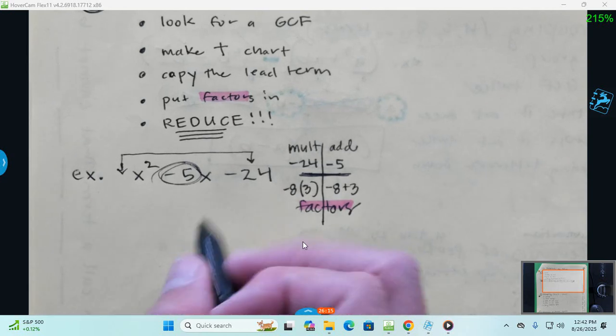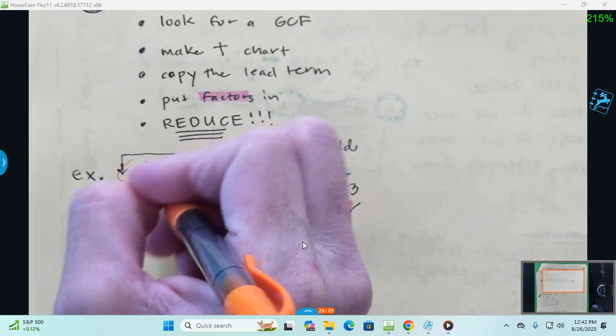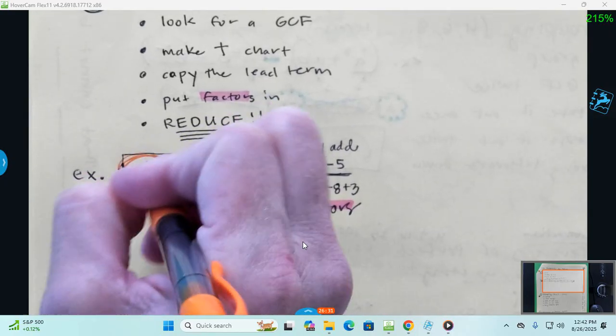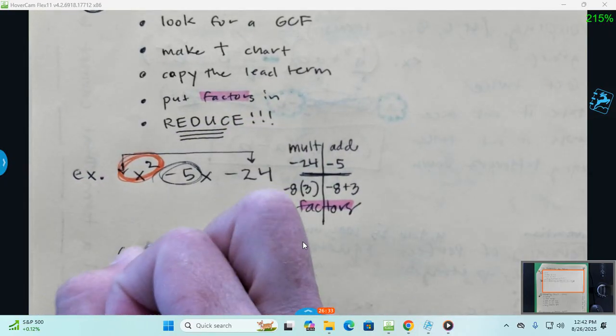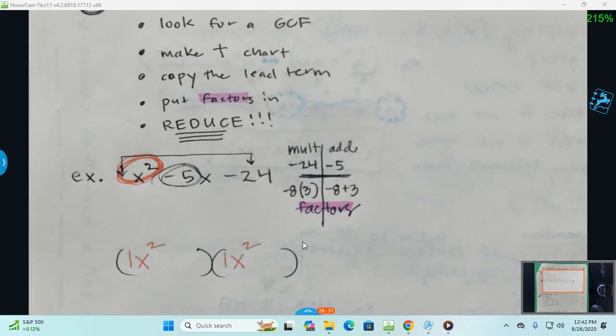All right, so I just draw two parentheses, 1, 2. We're almost finished. Once you've made your T-chart, you're about done. You're going to copy the lead term, whatever the problem leads off with, which in this case is a 1x squared. So I put 1x squared in the front of each.